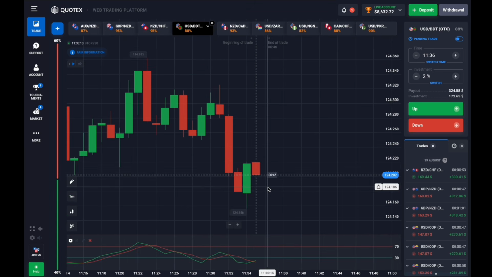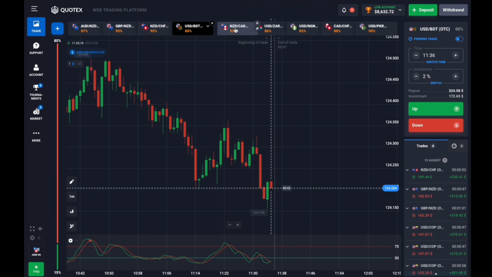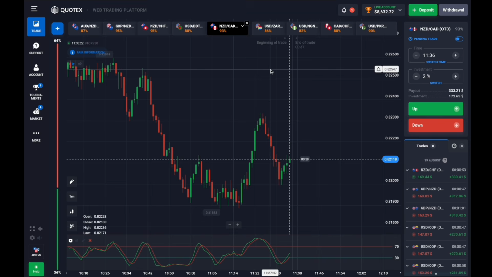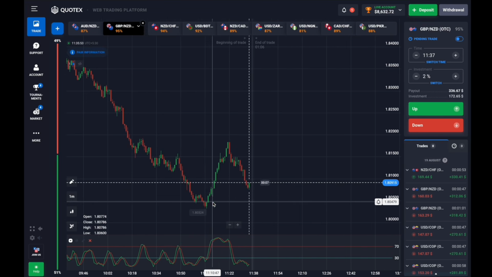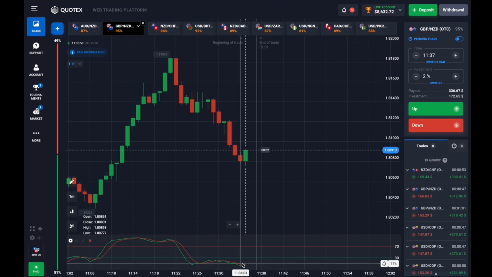Now the stochastic has already entered the overbought zone, so I will not be taking any more trades on this chart. Remember traders, don't force a trade when your confirmations are no longer there. I will look for another high probability setup, and I think I've already found one. You just have to look closely here. I'll be entering a call entry directly at the opening of the next candle.